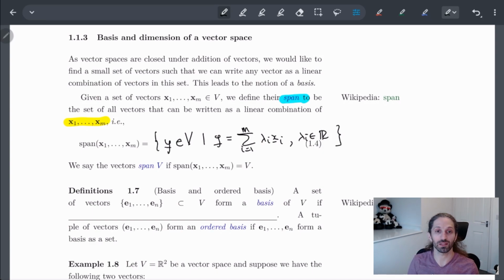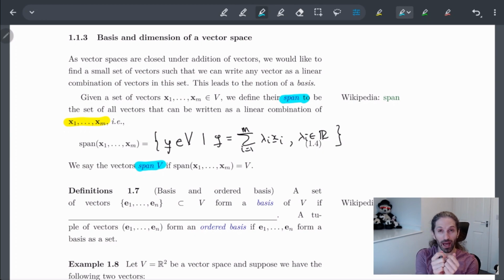What this basically means is that if I set lambda_i, for example, all equal to 0, then 0 is always going to be in the span of every set of vectors. Now, if we get the entire vector space, so we get every single vector, then we say that it spans V. So we say it spans V if the span of these vectors is equal to V. And this is precisely the thing that we want. We want a set of vectors that gives us the entire vector space. And if this happens, then we call it a basis.